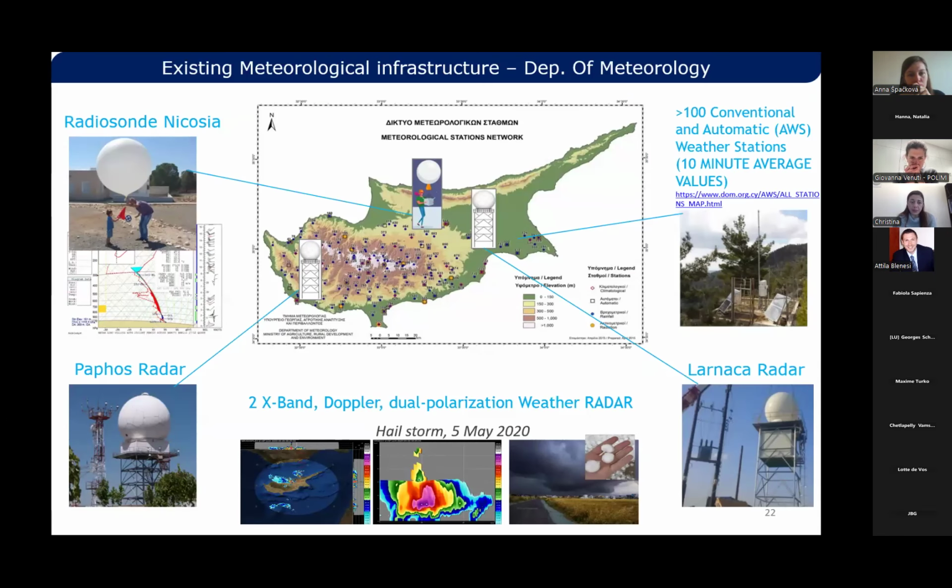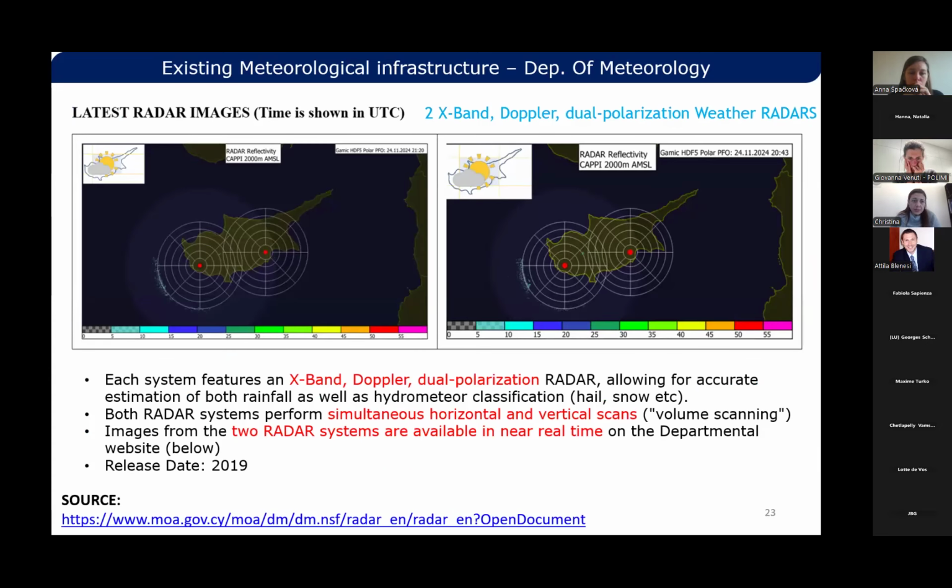So currently the Department of Meteorology in Cyprus is operating 2 weather radars at Larnaca and Paphos airports, a radiosonde at the capital city Nicosia, and it also has about 100 weather stations that provide meteorological observations. Here you can see the radar images that are produced simultaneously from the X-band Doppler dual-polarization radars. And these data are available from this website, also the latest images.